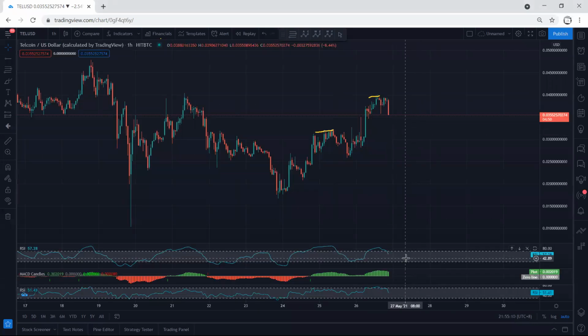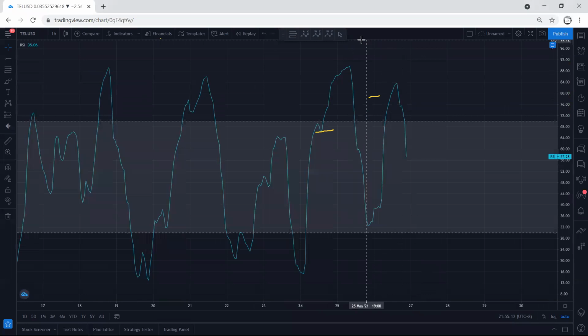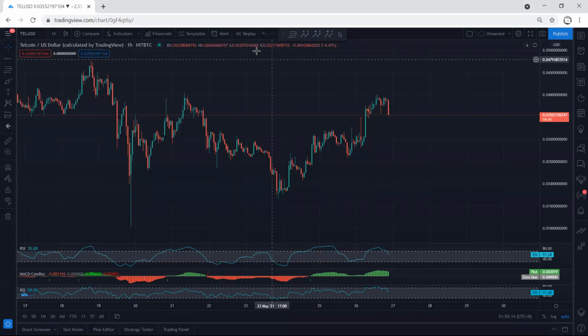MACD doesn't show us the divergence, but here we have a divergence. Now we want to see what's next, whether this is the start of the down move, or we can expect this one to turn into a correction, similar to what we have here, to look for a flat for one more move up.